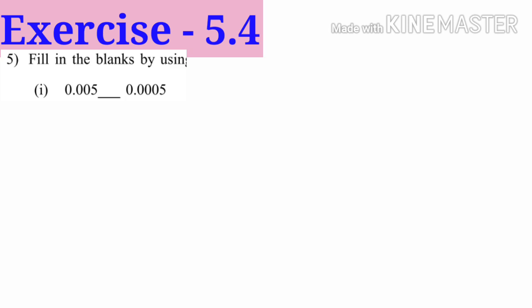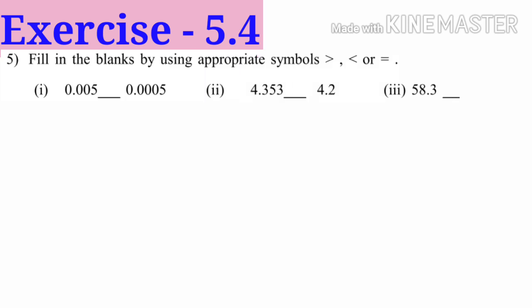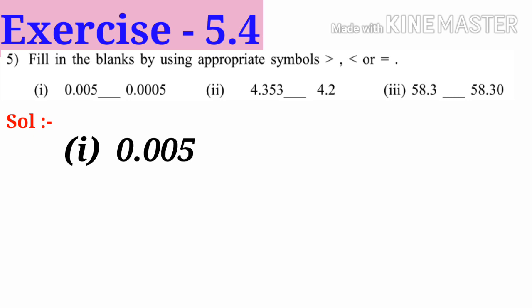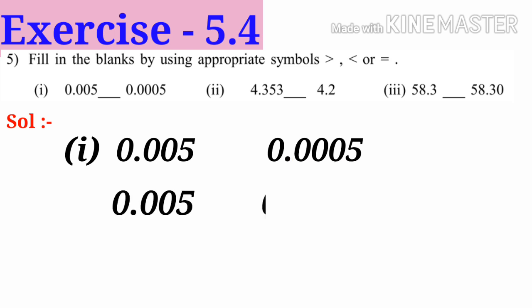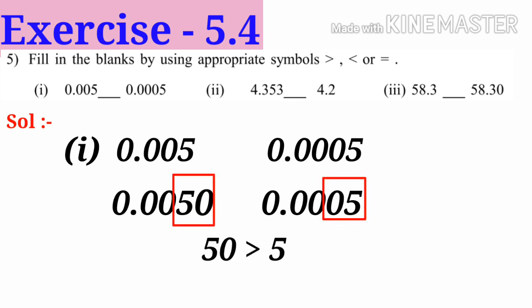Now fifth problem. Fill in the blanks by using appropriate symbols: greater than, less than or equal to. Solution. First problem: 0.005, 0.0005. Maximum decimal places are 4. So to convert into like decimals, add 0 to the decimal part of first decimal fraction. Now compare 50 and 5. 50 is greater than 5. So put greater than symbol in the blank.